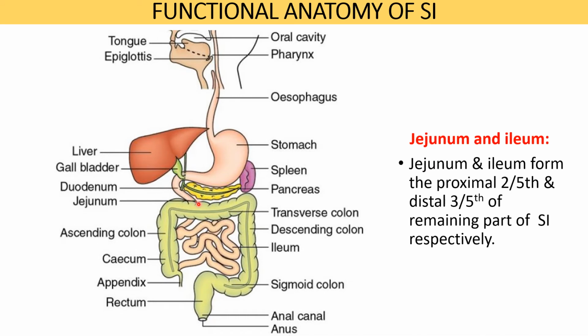The second part of the small intestine, jejunum, and the third part, ileum, form the proximal 2/5 and the distal 3/5 parts of the small intestine respectively. There is no sharp demarcation present between the two parts, only the inner mucosal surfaces can be used to differentiate between them.